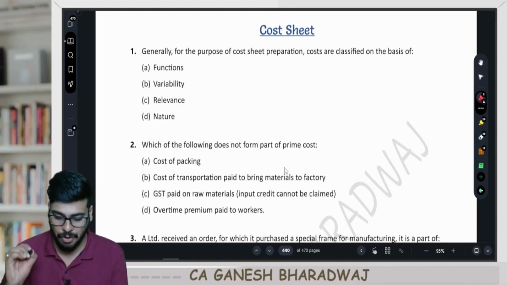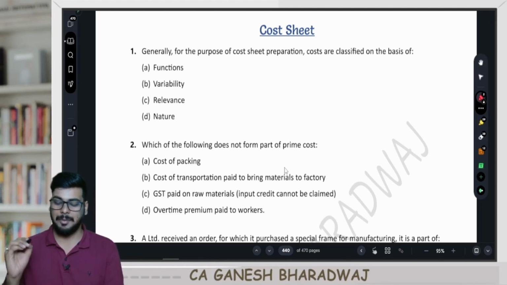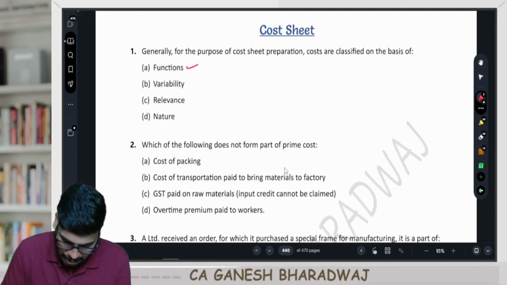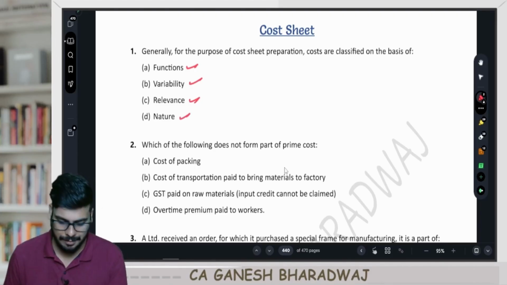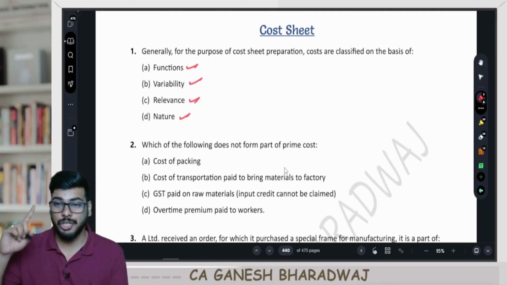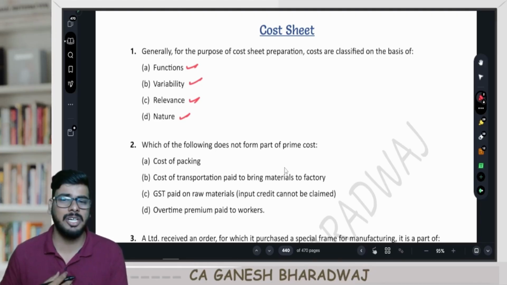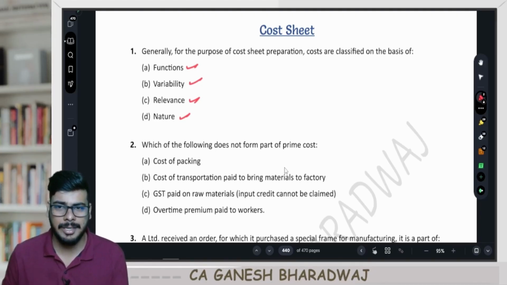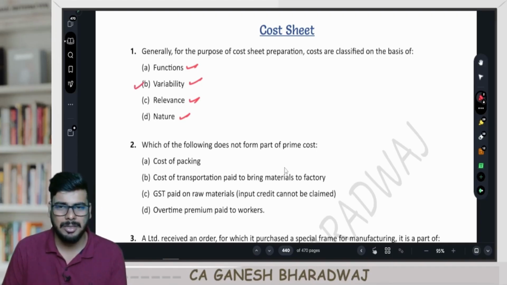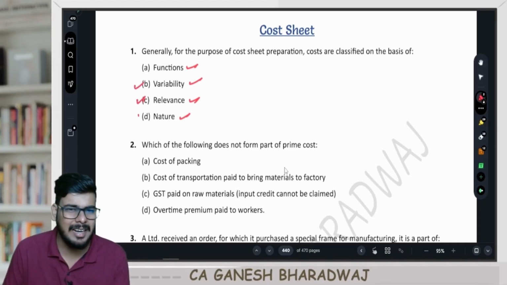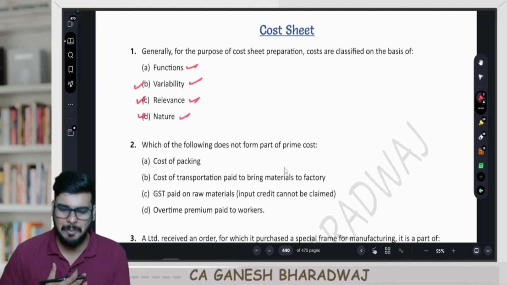Generally, for the purpose of cost sheet preparation, costs are classified on the basis of functions, variability, relevance, nature. You tell me which is the correct answer. Now, generally in this case, what you will do is, you should eliminate the wrong answer. You tell me, cost sheet achieves which objective? Guys, 3 objectives of a subject. Which objective? Stock valuation, profit computation. For the purpose of stock valuation and profit computation, will I use variability? No. Relevance and nature and all? No. It is based on functions.